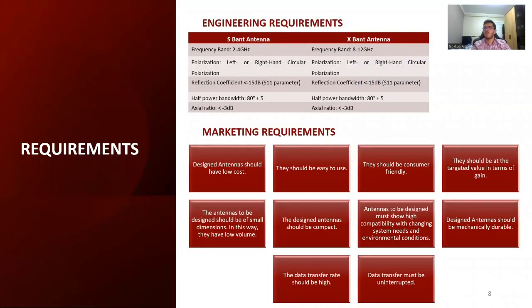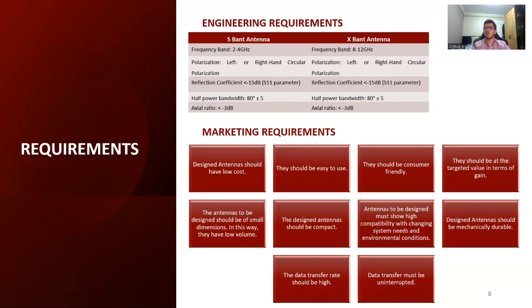Göktuğ. First of all, I want to talk about requirements. This consists of engineering and marketing requirements. S-band antenna has 2 to 4 GHz and X-band antenna has 8 to 12 GHz frequency band. Their polarization is left or right-hand circular polarization. Reflection coefficient values are less than minus 15 dB. Axial ratio values are also less than minus 3 dB.